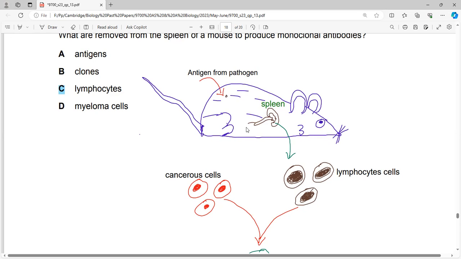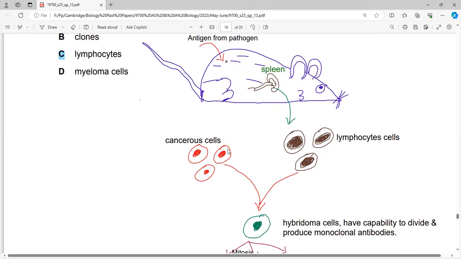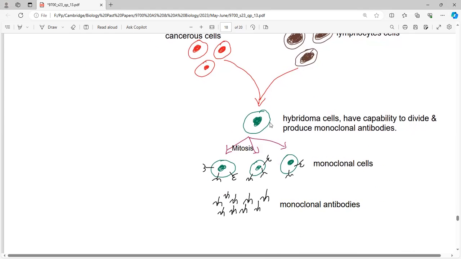But with that, it will produce plasma cells and memory cells. These lymphocytes or plasma cells will be present in the spleen of the mouse. If the mouse survives with this antigen, after a few days we will collect the lymphocytes from the spleen of this mouse. But the problem is that these lymphocytes are specialized cells. They cannot divide. So we need to put dividing capability in these cells by combining them with a cancerous cell. When we combine these lymphocytes with a cancerous cell, we produce a hybridoma cell.